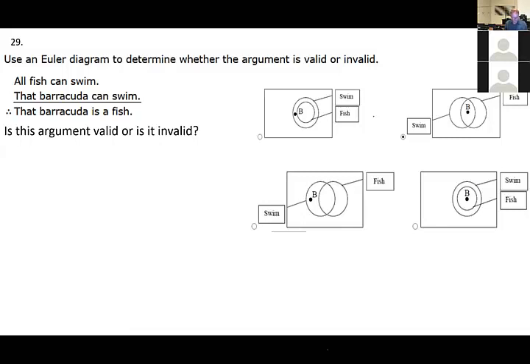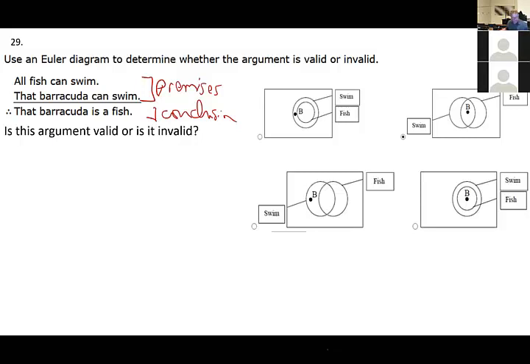Okay, 28, another Euler diagram. Again, the premises are that all fish can swim, and the other premise is that barracuda can swim. And the conclusion is, therefore, that barracuda is a fish. Is that valid or invalid?